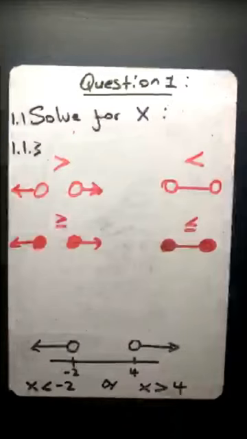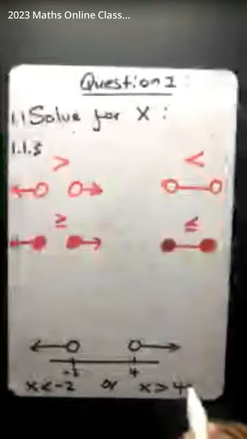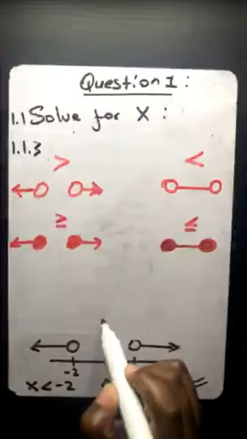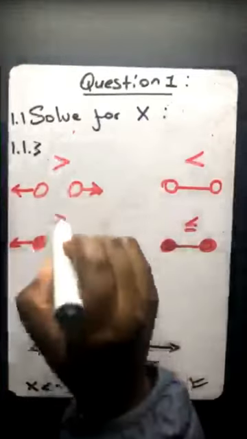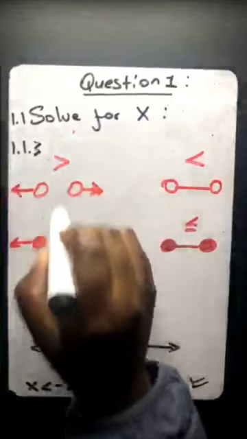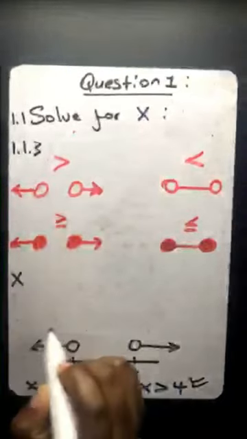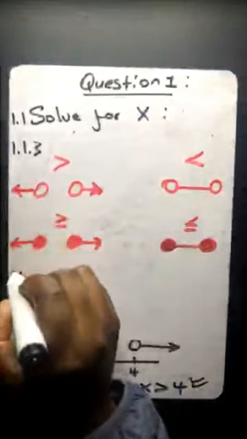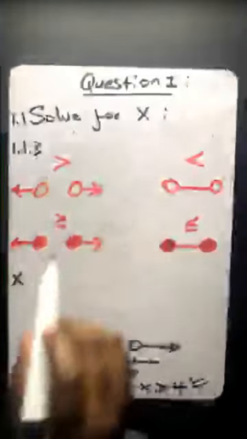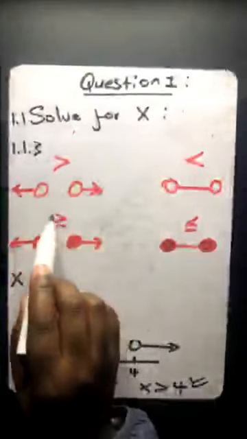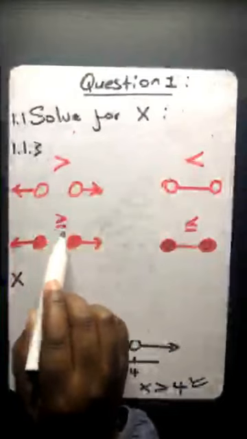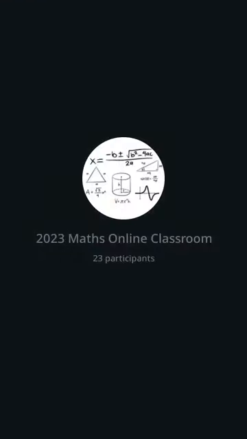Then in terms of representing as an answer, let me just say it's for both. This is where you say X and then you use the arrow as it is. If you are having the greater than sign, it doesn't matter whether it's greater than or greater than or equal to. That's what you are then going to write there.